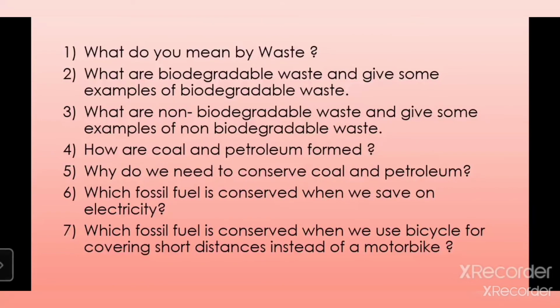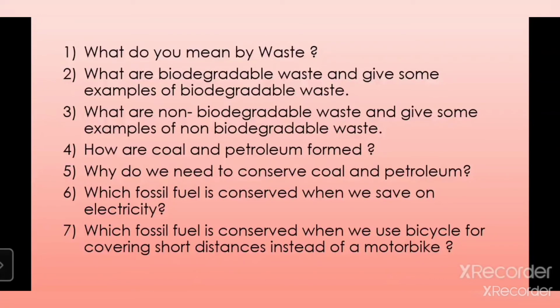Third question, what are non-biodegradable wastes, and give some examples. Its answer will be, waste which cannot be decomposed or degraded by biological processes is known as non-biodegradable waste. Their examples are plastic bags, tin cans, tires, batteries, etc.